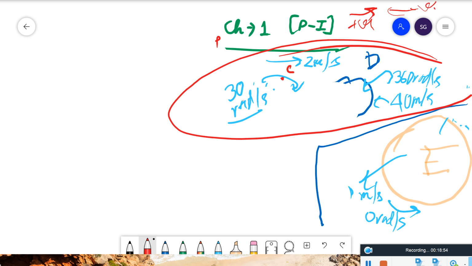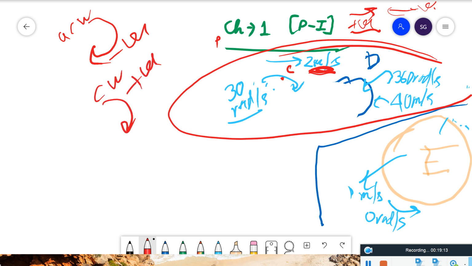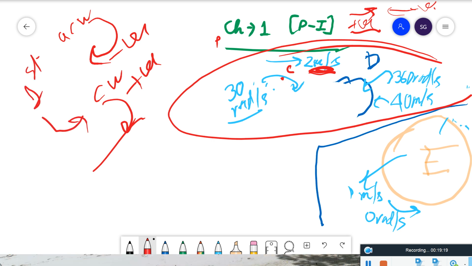So if it is moving towards right, then it is 2 meter per second. I have considered right as positive and left as negative, and same here, anti-clockwise I have considered as negative and clockwise I have assumed to be positive. These are the first assumptions. The first step should be that you make any assumption, then only we will start with the question.